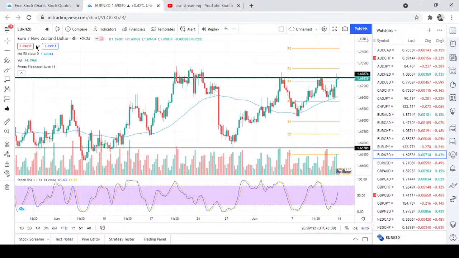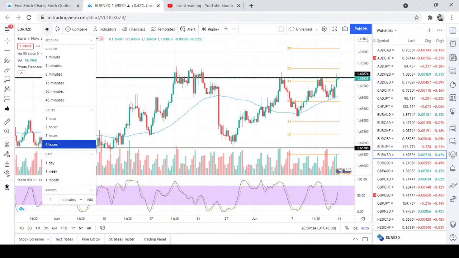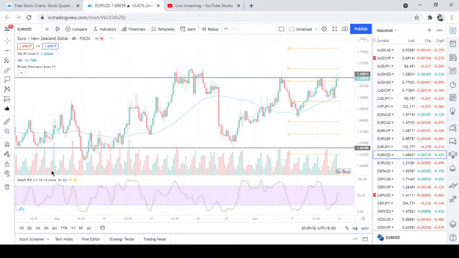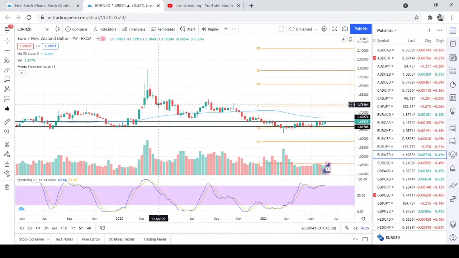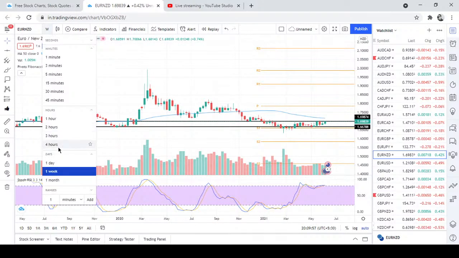Now let's switch to the weekly time frame and find out what it is telling us. This is the weekly time frame, and we do not have any strong support or strong resistance in the form of a pivot. So the weekly time frame is useless for this Euro NZD chart.